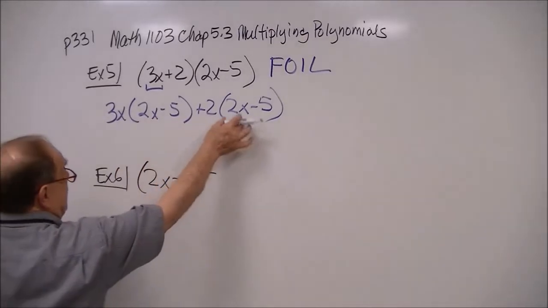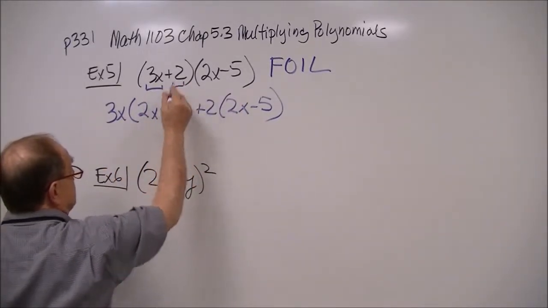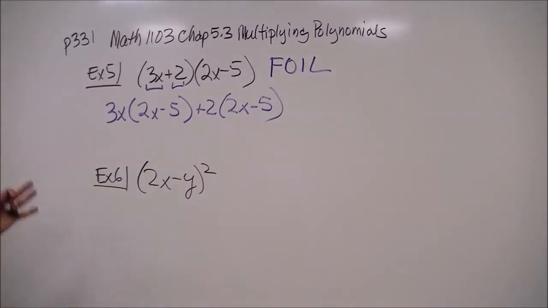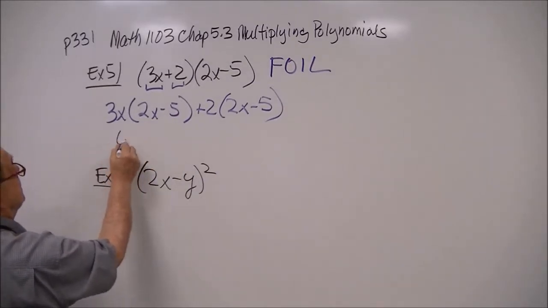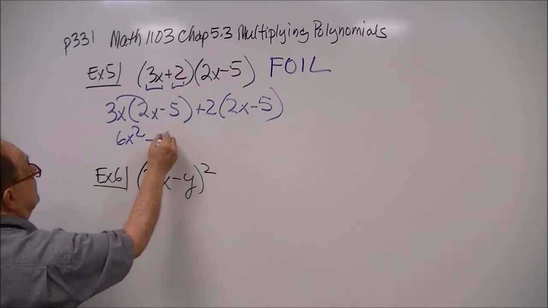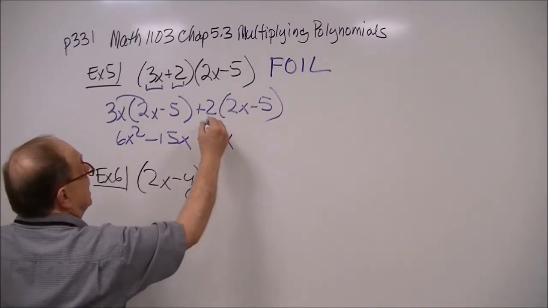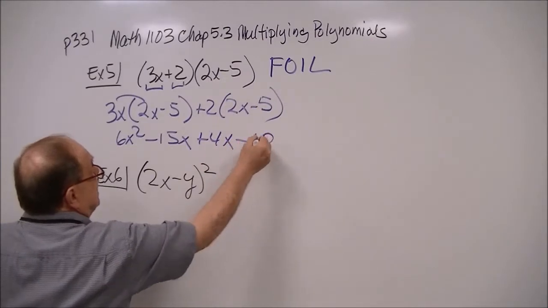Notice we have now a common factor here in which we've multiplied these two. Because later, by the way, we're going to reverse a lot of this, which we call factoring. But right now, we're doing the multiplication. So this becomes 6x squared. This becomes a -15x, a positive 4x, and a -10.